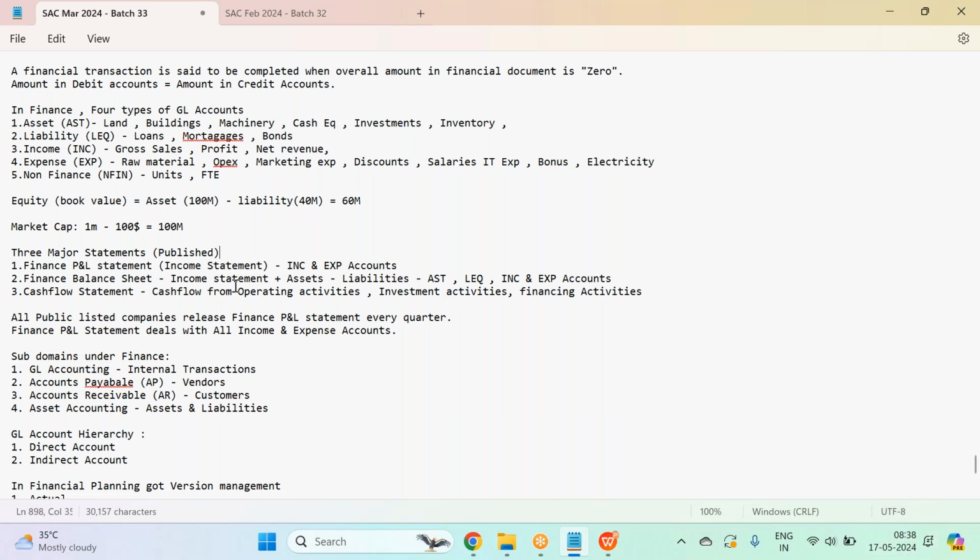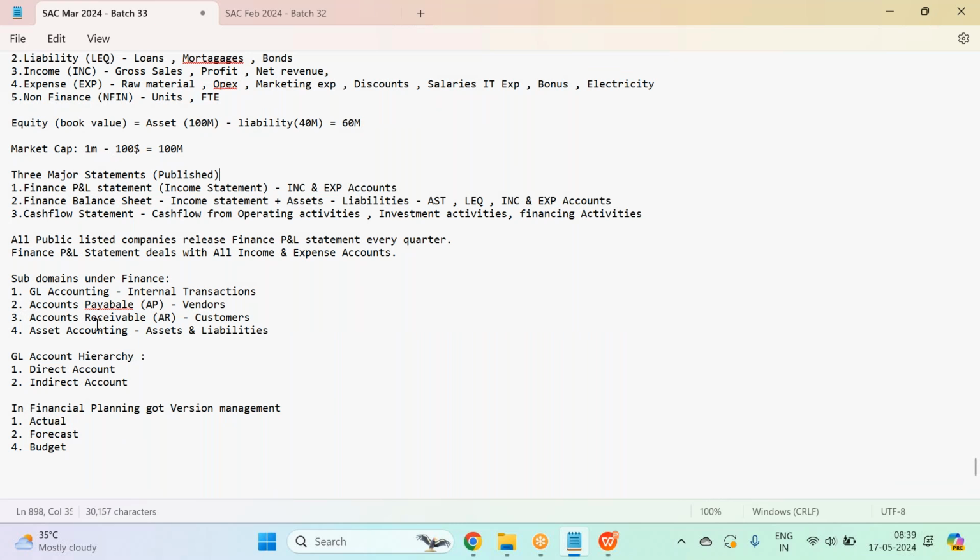Okay, I'll do one thing. Maybe I'll stop here and continue with these three statements. I'll show the statements in the next session. I'll clearly show how the profit and loss statement looks, how the balance sheet looks, and how the cash flow statement looks, and I'll cover the subdomains.